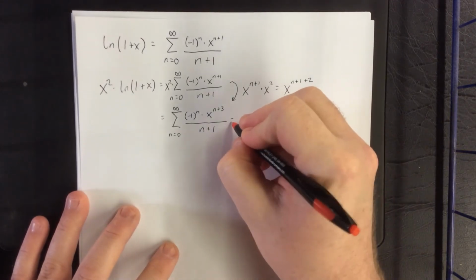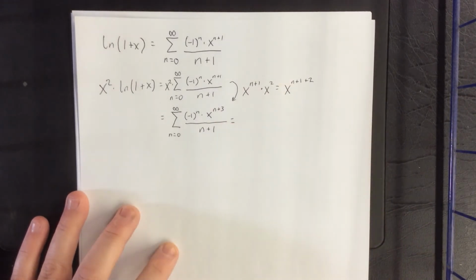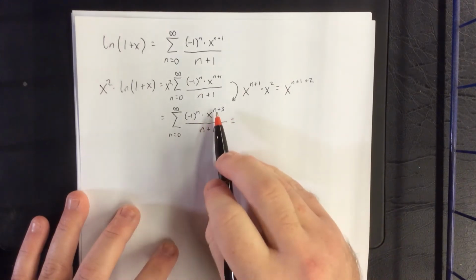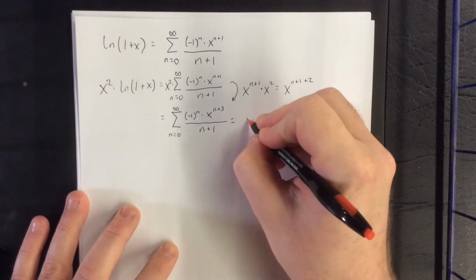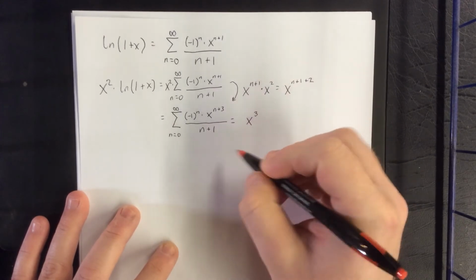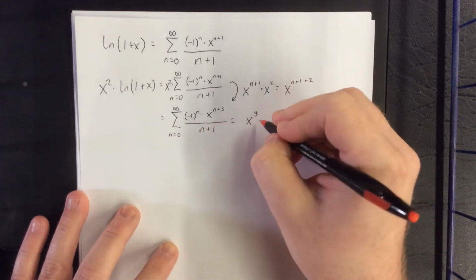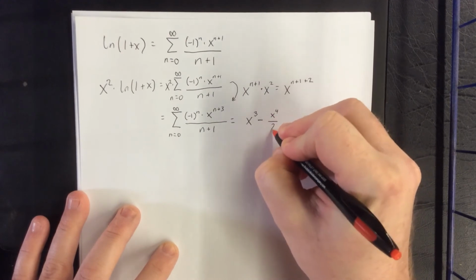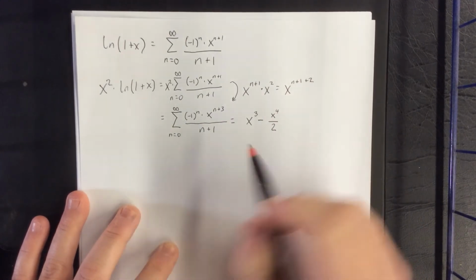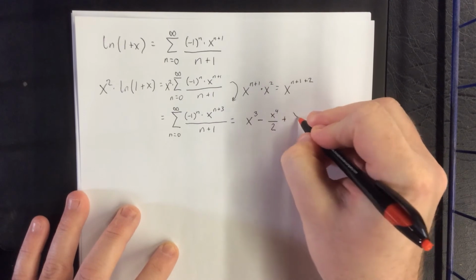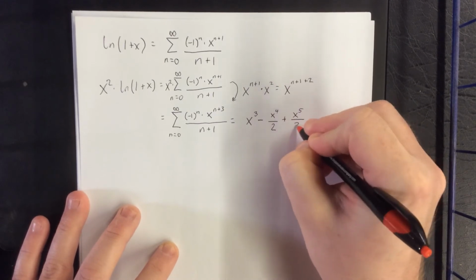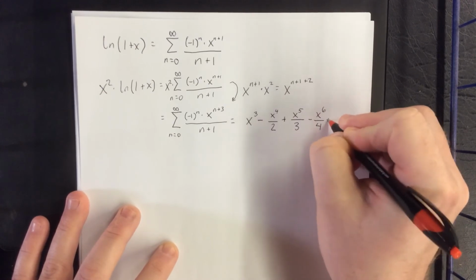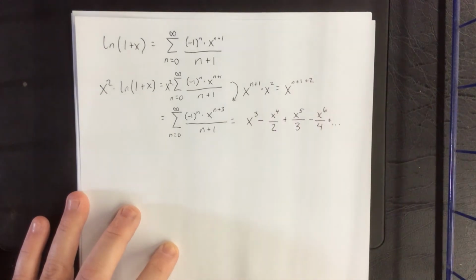Just for clarity though, I want to write out the first few terms of what this thing looks like. At n equals 0, we would get positive 1 x cubed over 1. At n equals 1, we would get negative x to the 4th over 2. Plugging in n equals 2, this would be plus x to the 5th over 3. And by this point, hopefully, you're starting to see the same sort of pattern that I am.